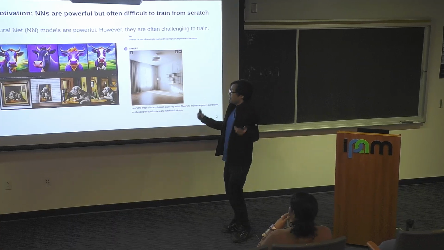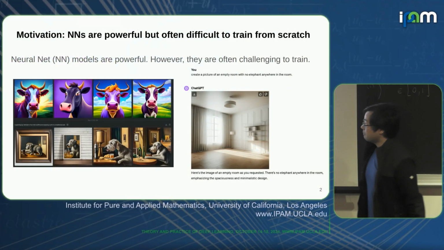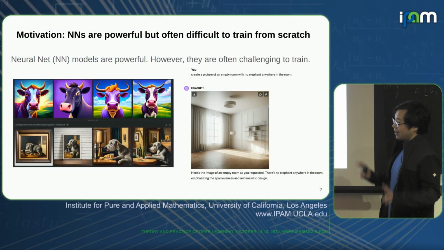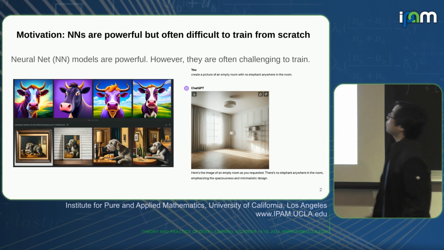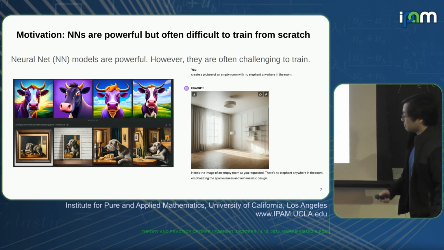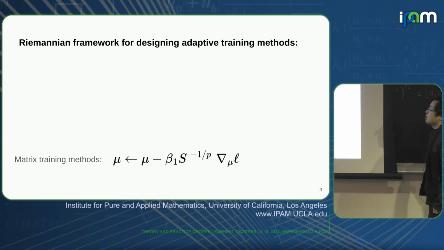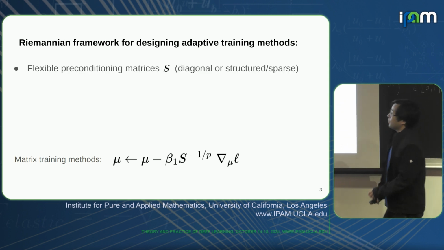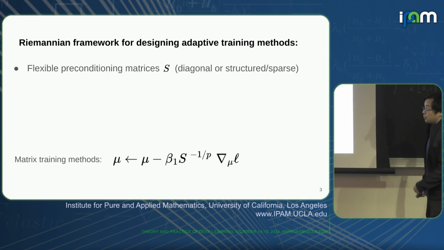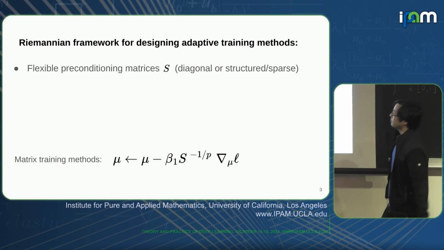So neural net models are powerful, and we can use them to generate amazing pictures, generate videos, and neural net models somehow can understand natural languages. However, they're difficult to train from scratch. So in this talk, we're going to present a Riemannian framework to design adaptive methods. Our framework allows us to use flexible preconditioner matrices, which can be diagonal or structured.